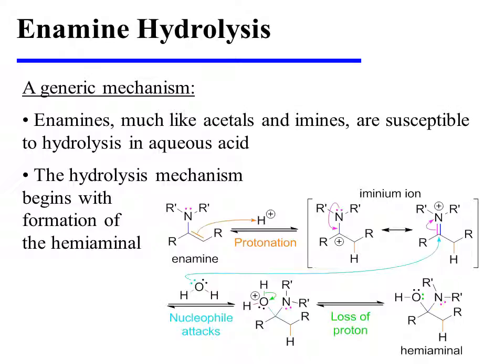Enamines, much like acetals and imines, are susceptible to hydrolysis in aqueous acid. The hydrolysis mechanism is the exact reverse of the mechanism for enamine formation, and it begins with the formation of the hemiaminal. That occurs through initial protonation of the enamine. The enamine is protonated so as to make the more stable resonance delocalized cation.